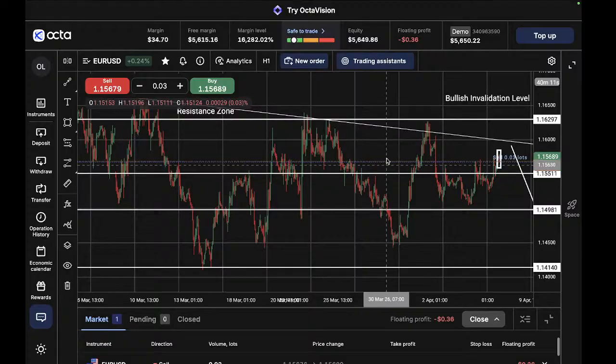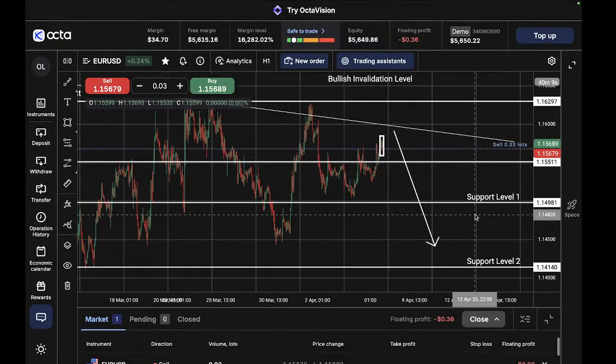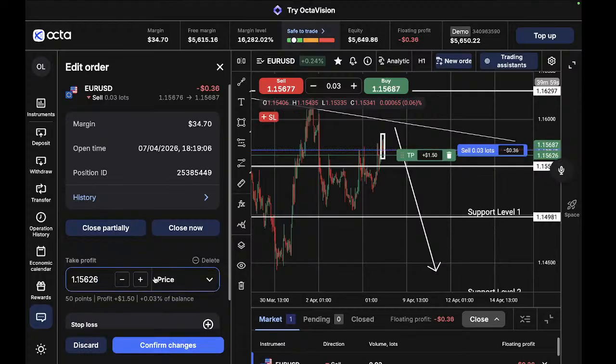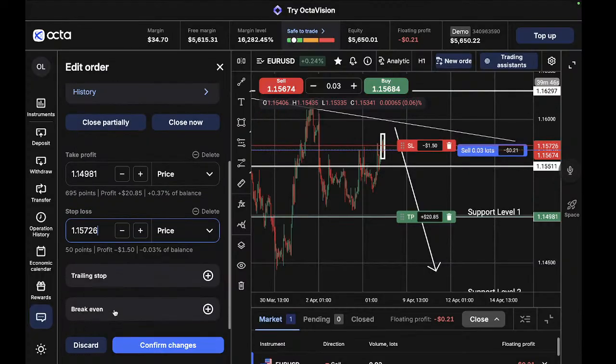So where do we want to take our profit now? We want to take our profit in the first support level, right? So let's put our take profit in the first support level. I'm gonna do 1.14981. Okay, then I'll take profit.